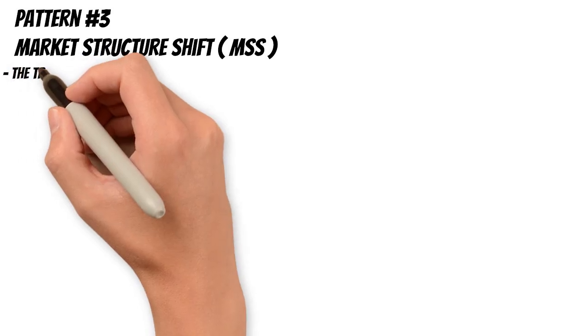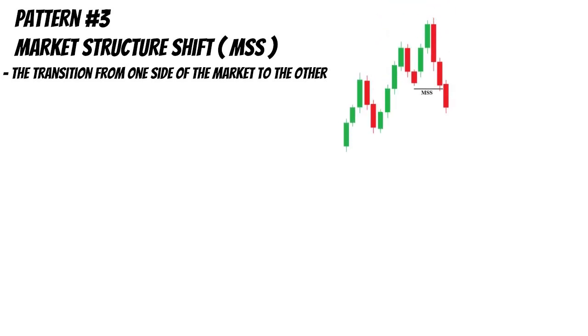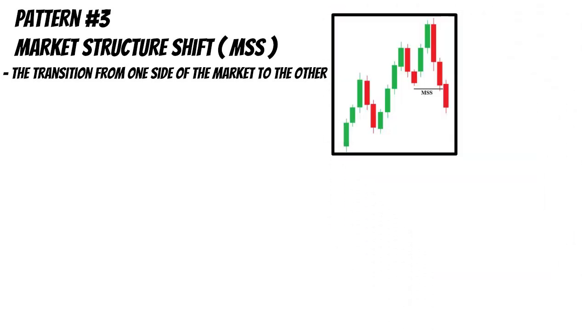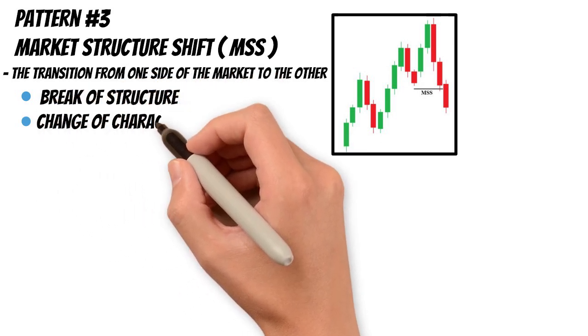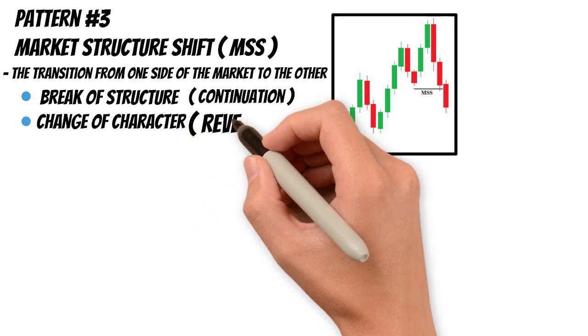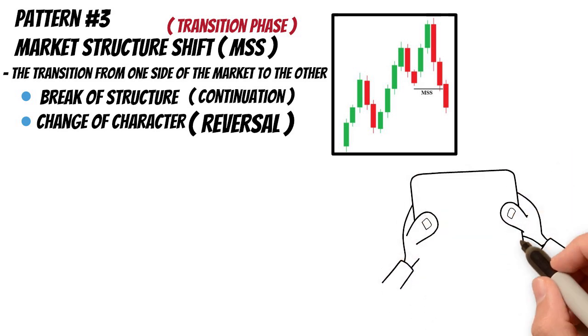Pattern 3. Market structure shift, MSS. The third pattern to understand is the market structure shift. This combines elements of the first two patterns and shows us the transition from one side of the market to the other, often marking the exact handover of control. Market structure shift, or MSS, is a concept that builds on both break of structure and change of character. Where BOS signals continuation and change of character signals reversal, MSS shows a transition phase, the handover from one side of the market to the other.